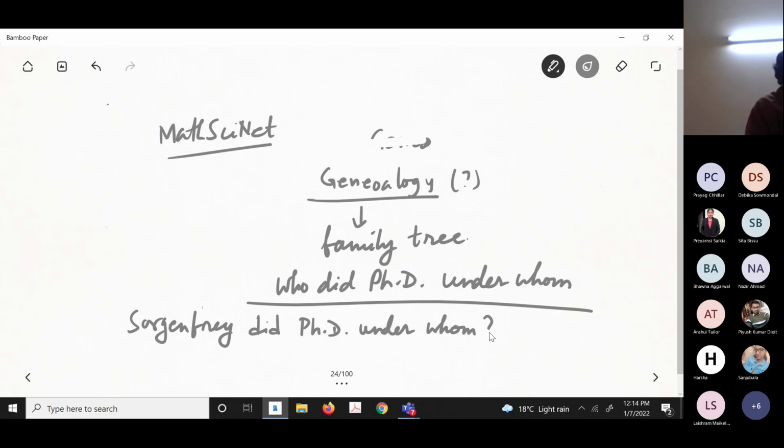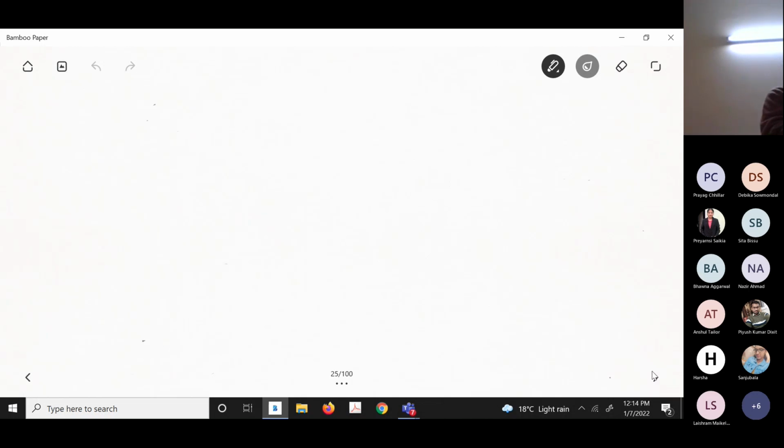You can see that, by noting that he belongs to my family tree in research. That's why I mentioned it. But the Sorgenfrey line is very good for examples, counterexamples. So later on I will explain the Sorgenfrey line. In fact, corresponding to the Sorgenfrey line, there is a plane like R square, the Sorgenfrey plane.